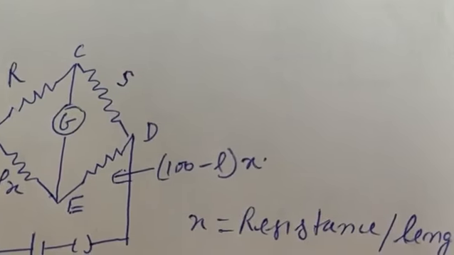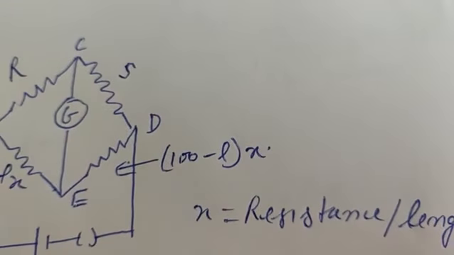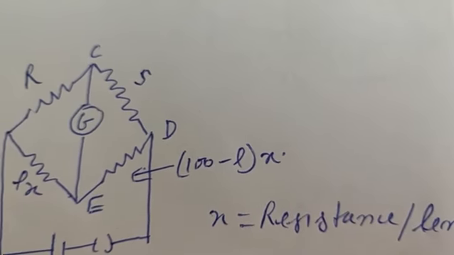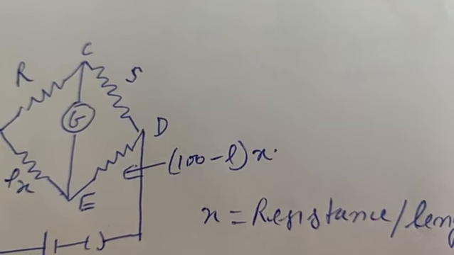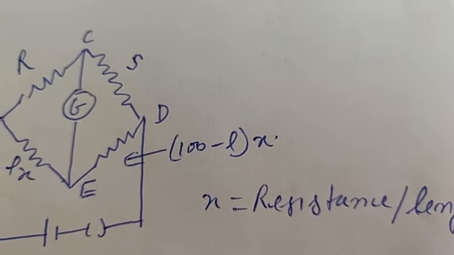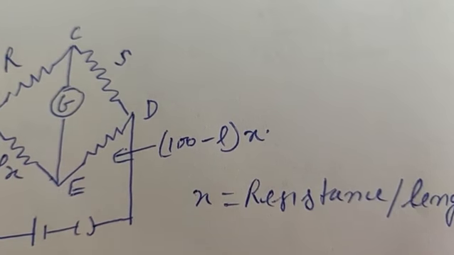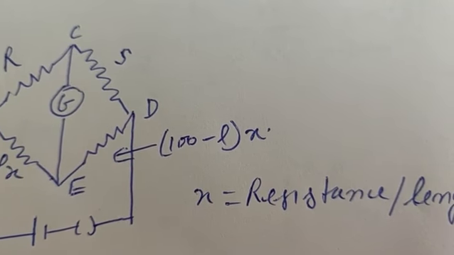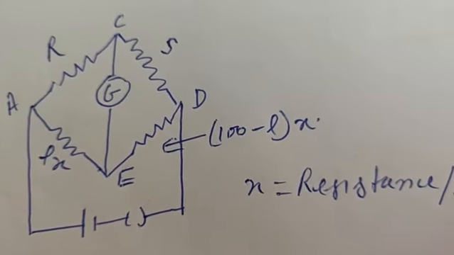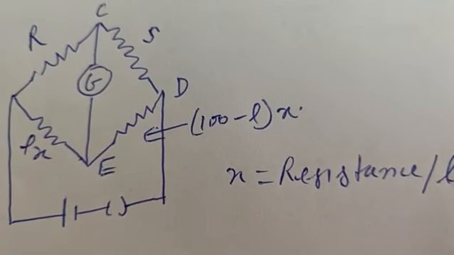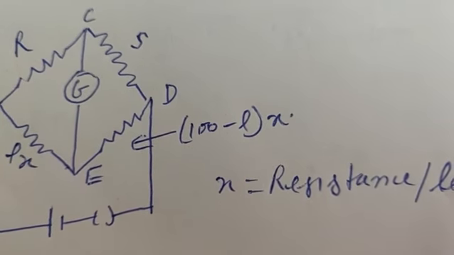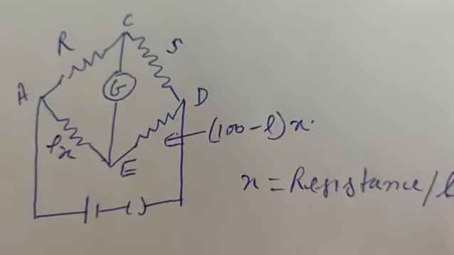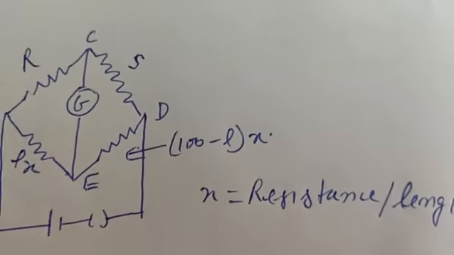So R and S, these are two resistances. One is known, the second is unknown. Point C was connected with the galvanometer. Suppose X is the resistance per unit length, so Lx will be the resistance on one side and (100 minus L) times X will be the resistance of the other side. Across one diagonal, supply is connected. Across the second diagonal, the galvanometer is connected. And as no current is flowing through the galvanometer, it means it is a balanced Wheatstone bridge circuit.